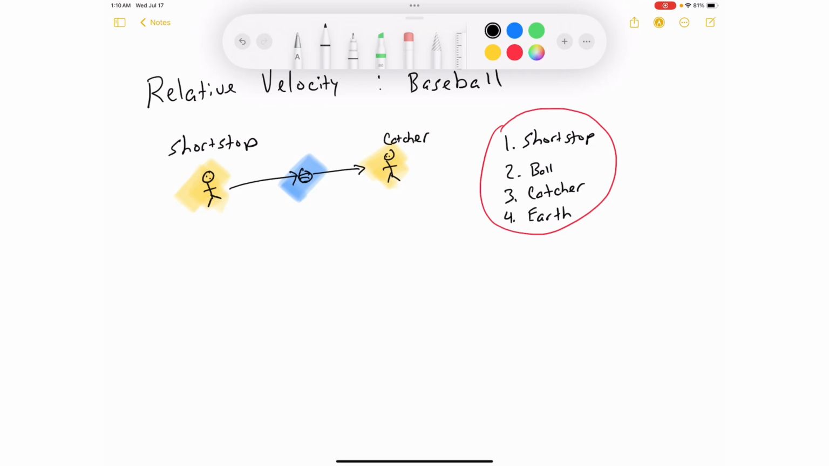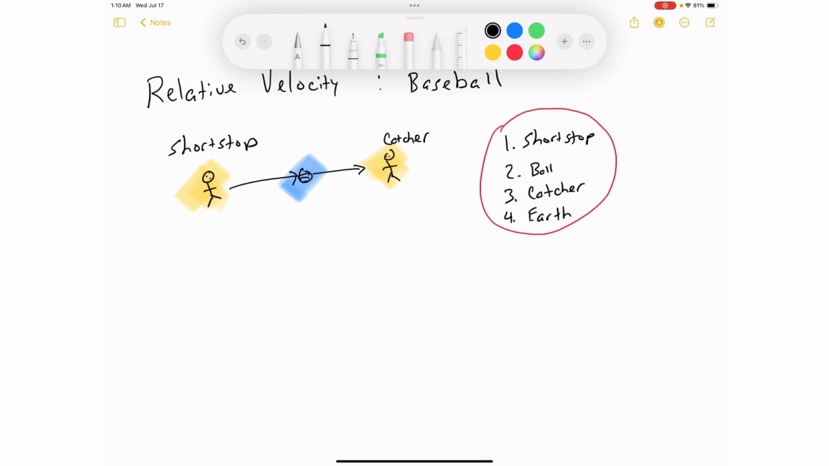Okay, we're going to talk about relative velocity using a problem with baseball. The setup here is we have a shortstop, which is a position in baseball, and this person is throwing a ball. He's running, and as he's running, he's throwing the ball to the catcher, and the catcher is not moving. Okay, so that's the basic gist of the setup.